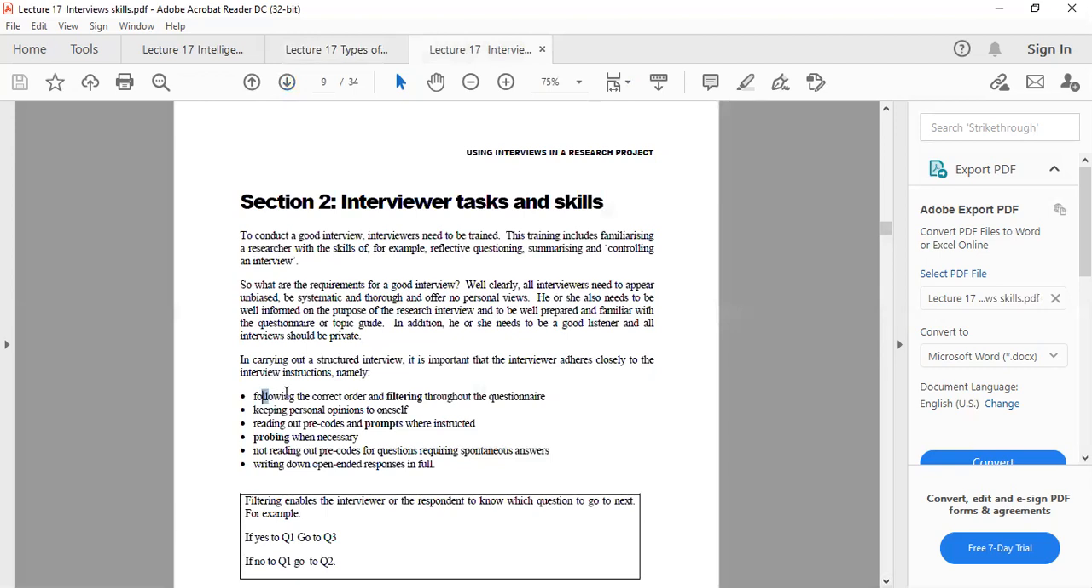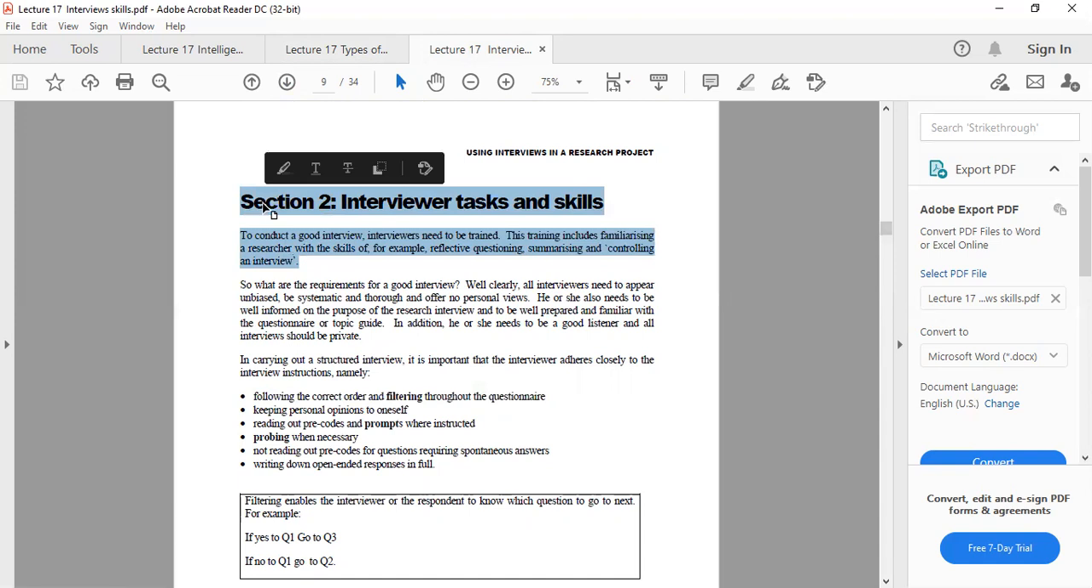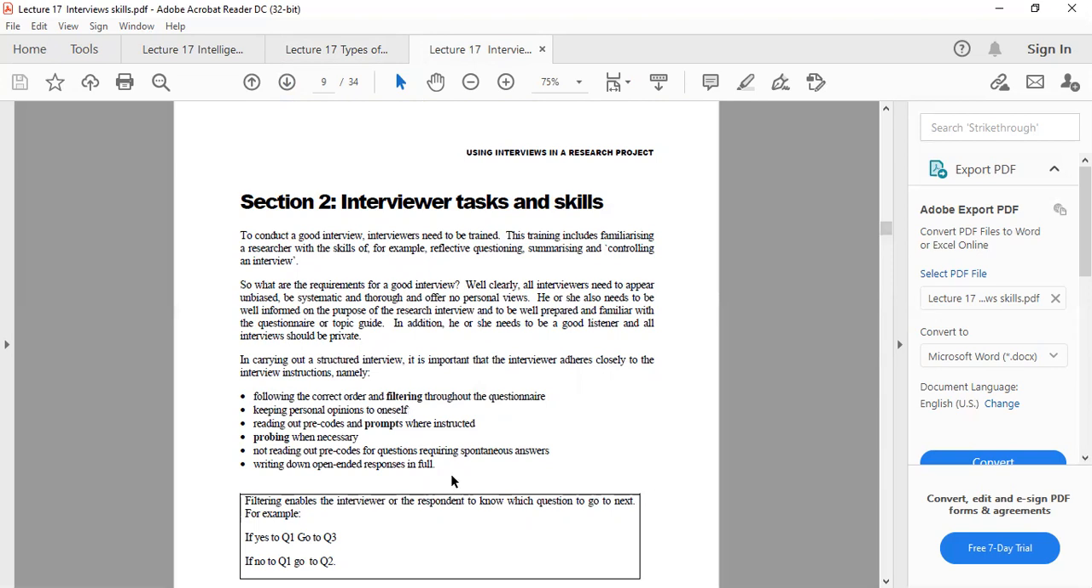For example, following the correct order and filtering throughout the questionnaire, one has to have such qualities as an interviewer. Which means an interviewer should go through certain training or familiarizing with certain skills. Also, keeping personal opinions to oneself as an interviewer. You don't have to expose your opinions throughout.